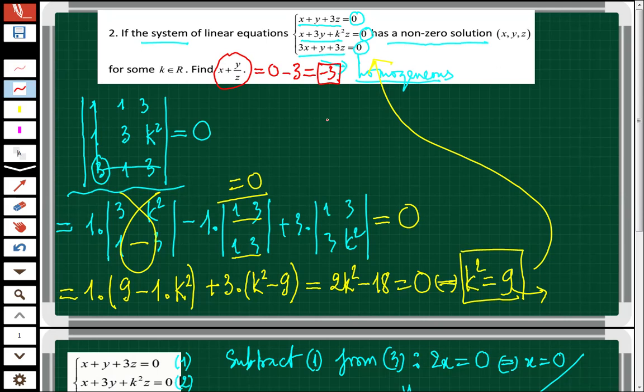Is the problem difficult? The most important point I would like to remind you of is that here we apply a property of homogeneous systems. That is, if the system has a non-zero solution, then the determinant of that system must be equal to 0.